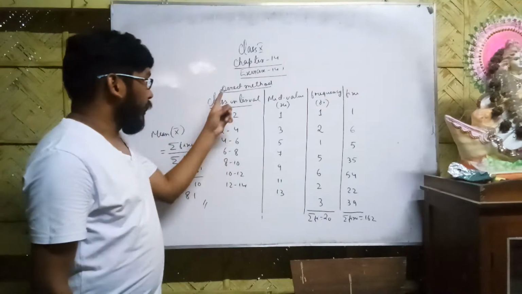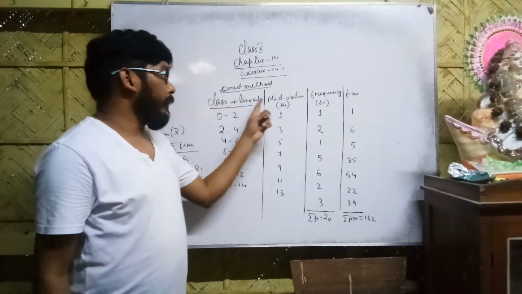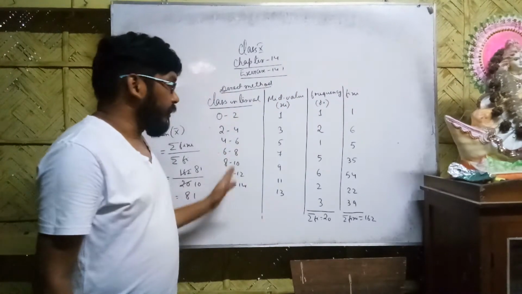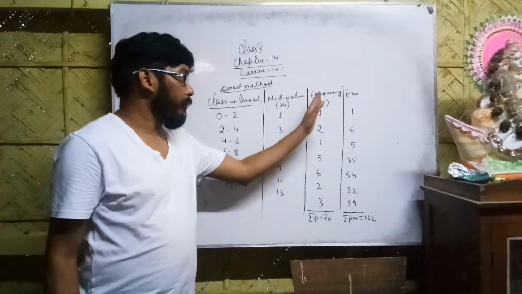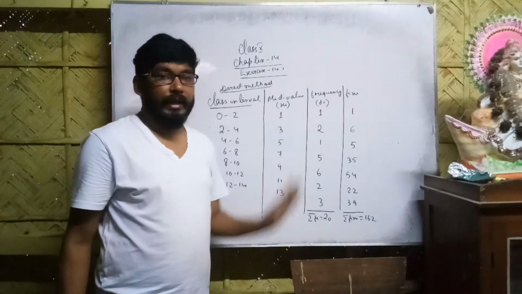I repeat again. In direct method, what columns will be there? Class interval, mid value, frequency, fi xi. Class interval will be given in the question itself. Frequency also will be given. You have to find out mid value and fi xi.